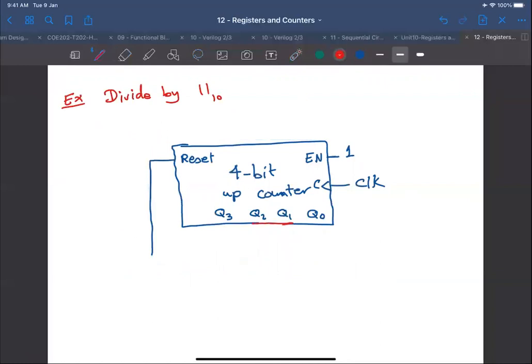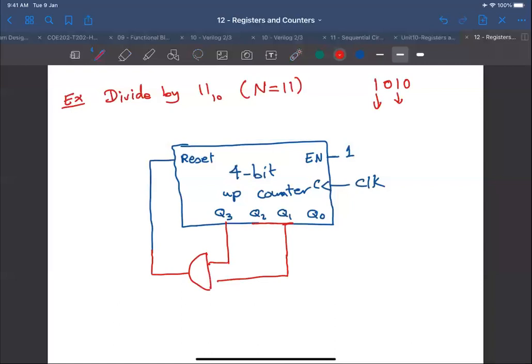Okay. So 11 is my n now. So n equals 11. So I need to count up to 10, right? So 10 in binary is 1010, right? So when this bit is 1 and this bit is 1, I should reset in the next clock cycle. So I take Q1 and AND it with Q3, and this is my reset signal.